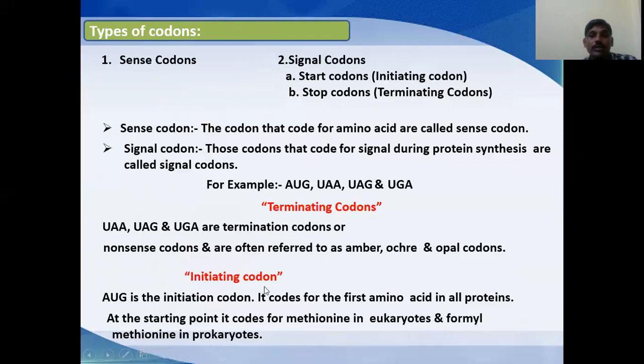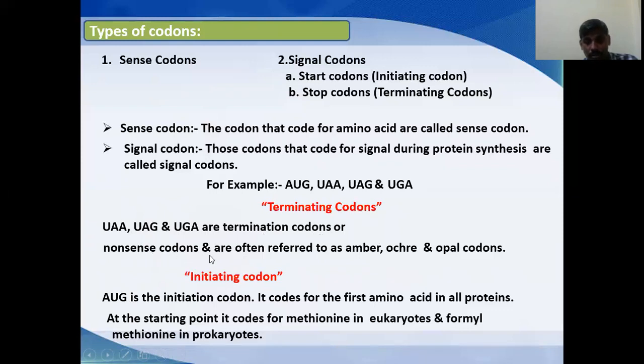So this is the initiating codon. Only one codon is there, that is AUG. But terminating codons are there. They are also called nonsense codons, because they have no meaning. They are unable to recognize any type of amino acid. UAA, UAG, and UGA are called terminating codons or nonsense codons. They are always at the 3' end of the mRNA molecule.